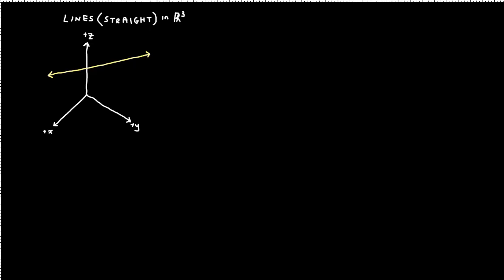In the first part of this lesson, we're going to talk about a way to define lines in R3. R3 is three-dimensional space, and I've used the word "straight" here because in three-dimensional space, a line can refer to any curve. It doesn't necessarily have to be straight. So let's narrow that down and say we're talking about straight lines. I'm going to go ahead and label this line L.